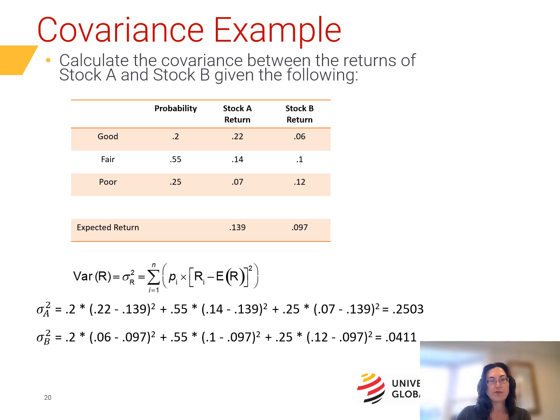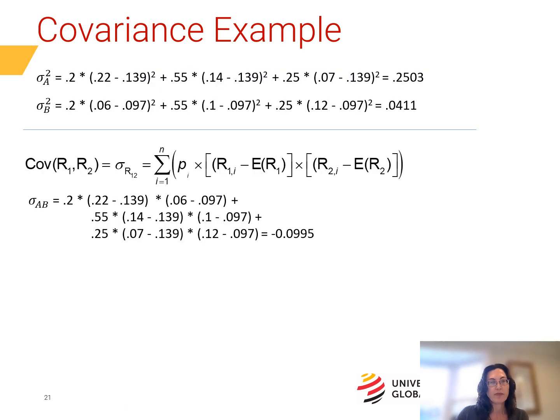Let's find the covariance between the returns of stock A and stock B. We are given three outcomes: good, fair, and poor, and their associated probabilities and returns. We start by calculating the variance. We find that the variance for stock A is equal to 0.2503, and the variance for stock B is equal to 0.0411. Now that we have the variances, we can compute the covariance.